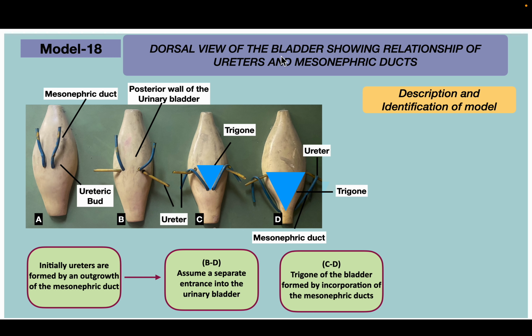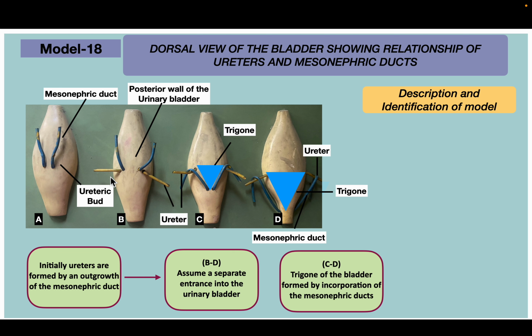This model is showing the dorsal view of the bladder, showing the relationship of the ureters and mesonephric duct. So mesonephric ducts are visible. The ureteric bud, these are the yellow colored structures which are visible in this portion. So they are missing in this first part A. Then posterior wall of the urinary bladder, then trigone is visible, then ureter is there. This is the trigone, mesonephric duct is there.